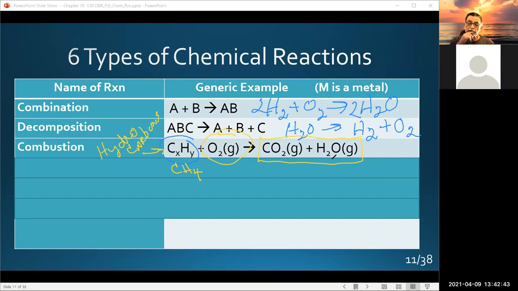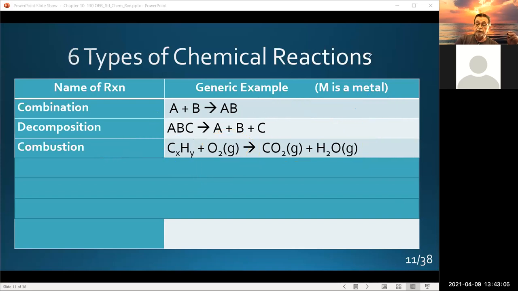So, only two products. For combustion reaction, one, hydrocarbons only as a reactant. Oxygen is a reactant because you need it to burn. And the only two products you get are carbon dioxide and water. Okay. Now I'm going to give you this information now. When we do an example, we will give you a more specific example.